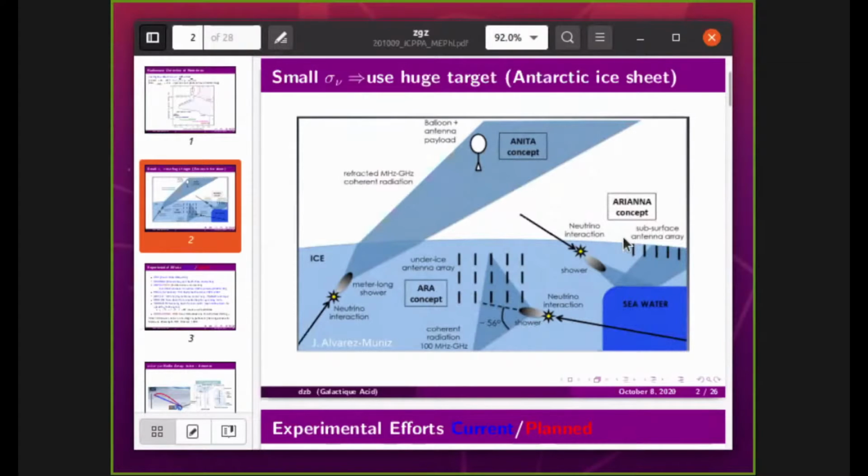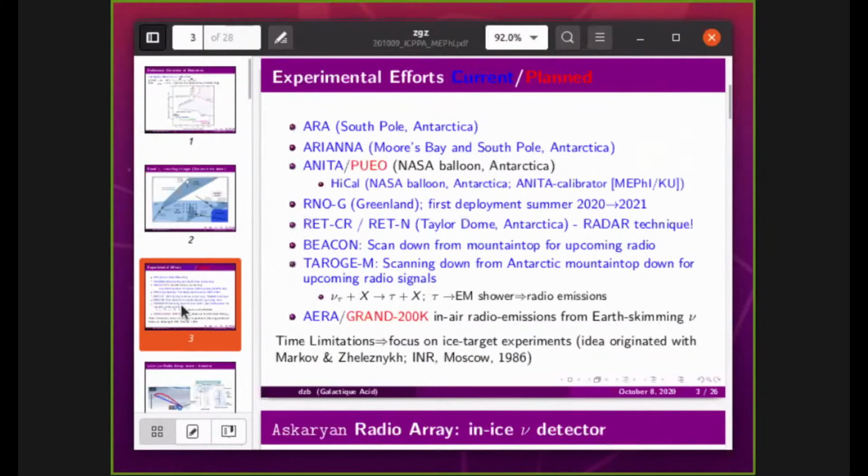Or you can imagine a strategy where you actually put radio receivers on the surface of the ice. In that case, for instance, if your ice is sitting over a seawater substrate, you can imagine looking for signals from a neutrino interaction which reflect off of the seawater substrate and then back up to your receiver array. And that's the strategy which has been followed by the ARIANNA experiment.